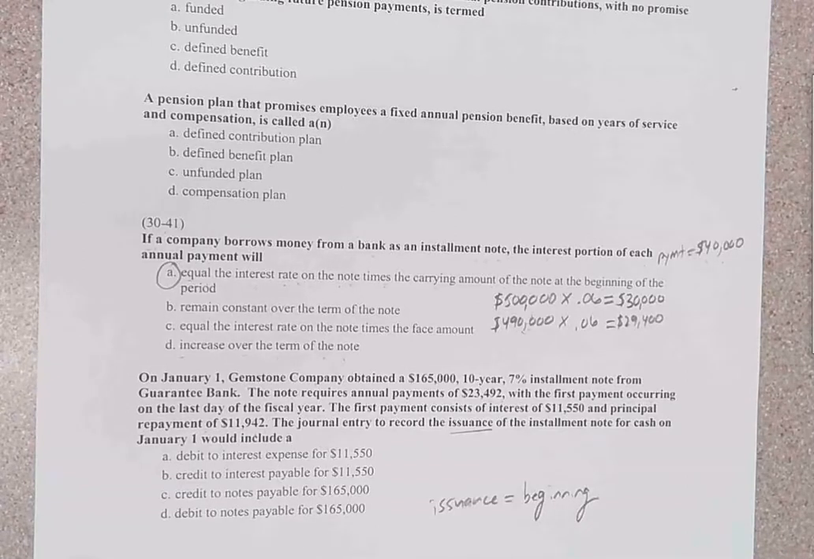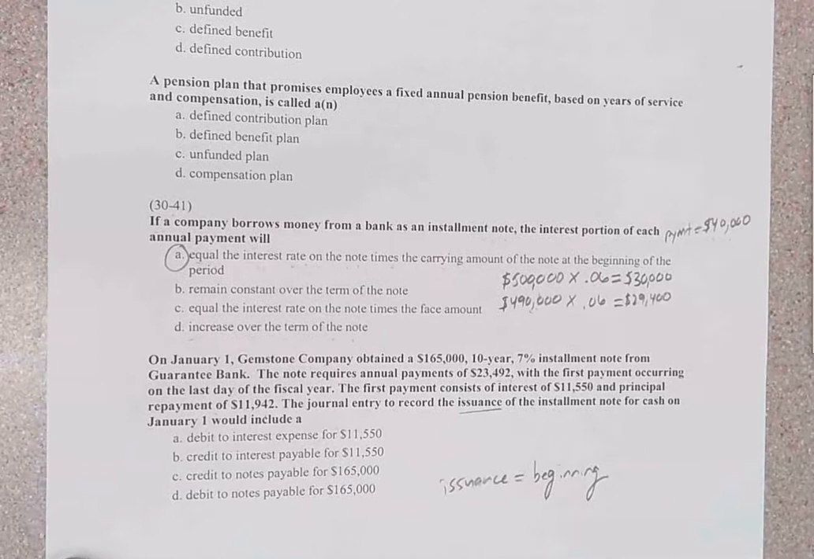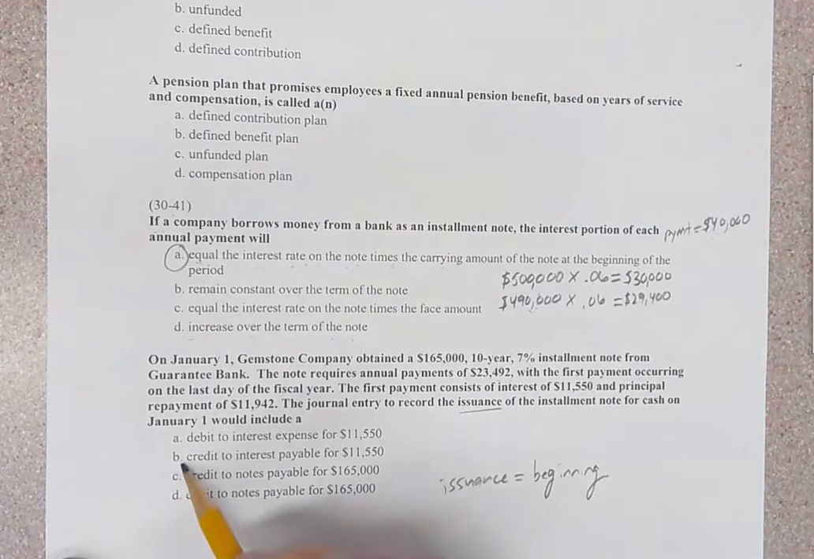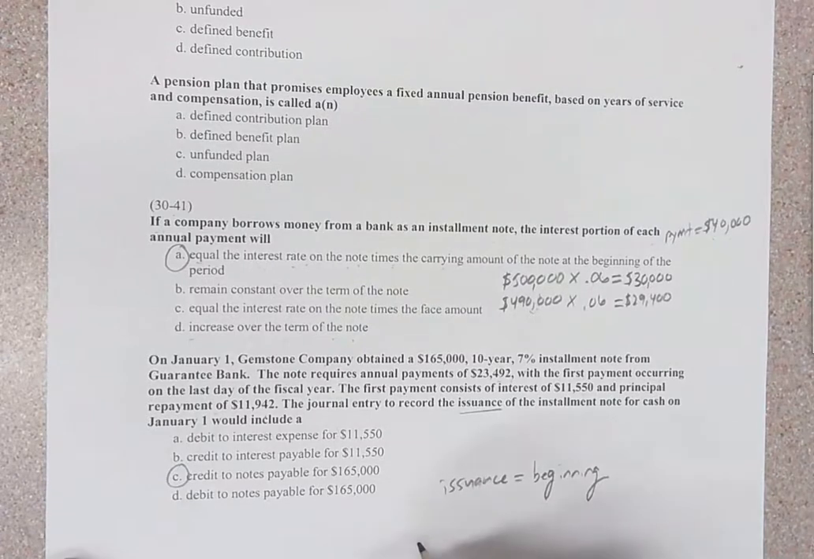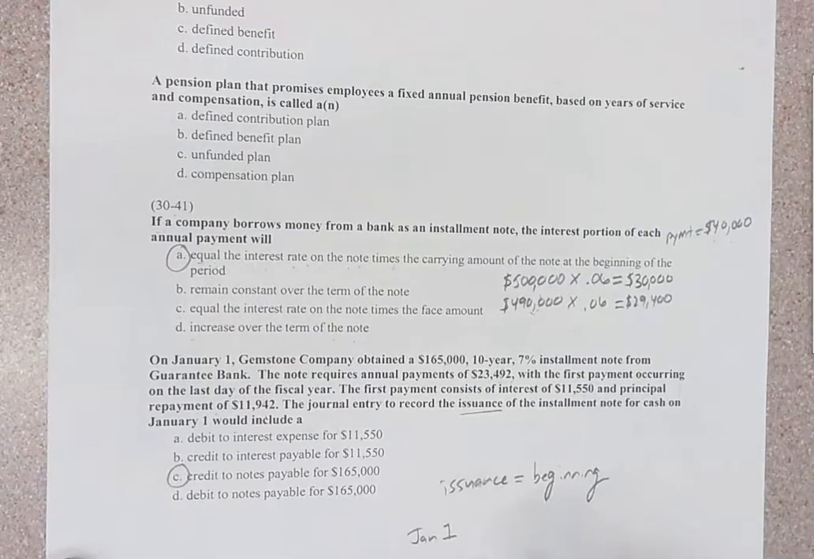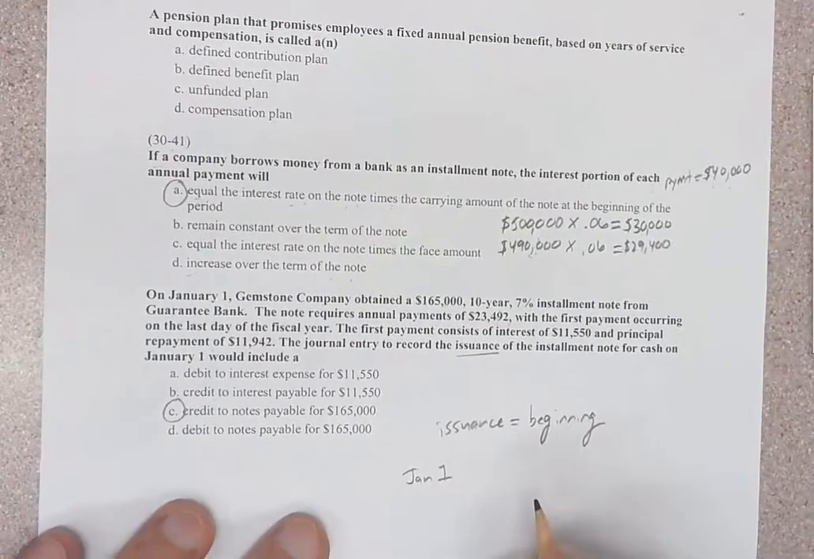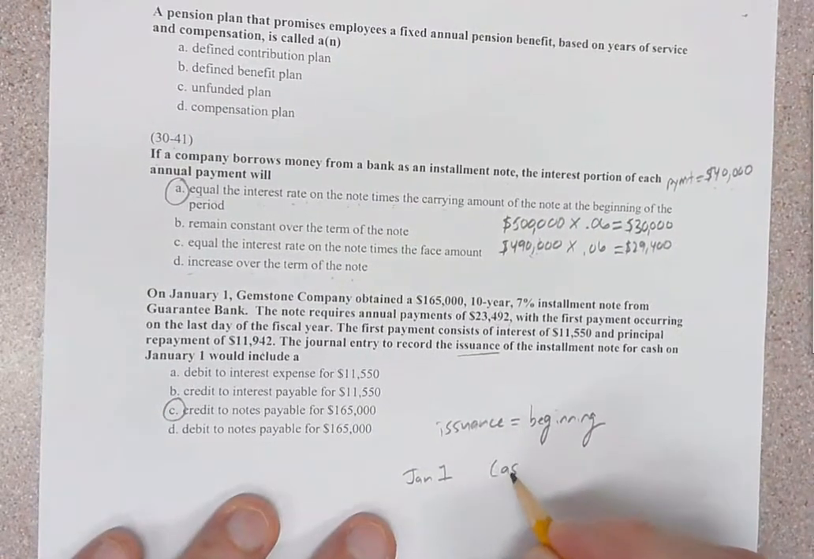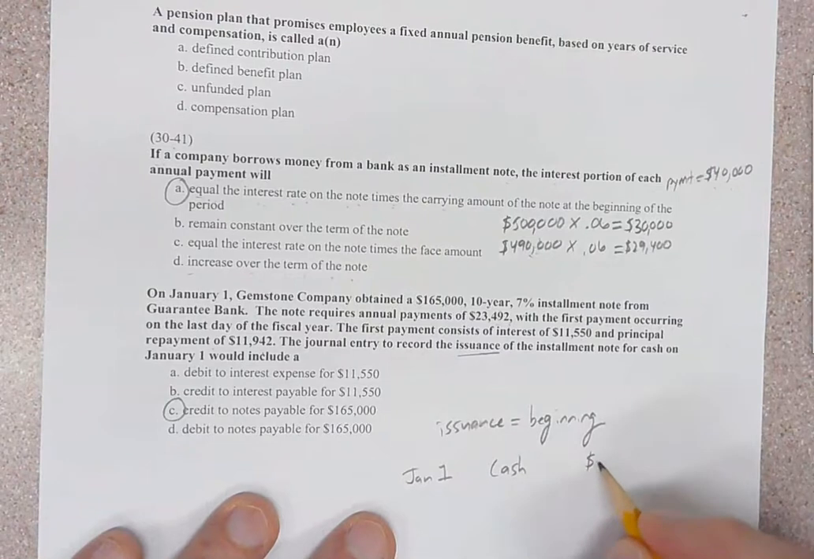So our answer is either going to be a debit to cash for $165,000, or it's going to be a credit to notes payable. Looking over here at these choices, I don't see anything about cash whatsoever, but I do see a credit to notes payable for $165,000. So if we were going to do this for January 1st, that's our date, it would be a very simple journal entry.